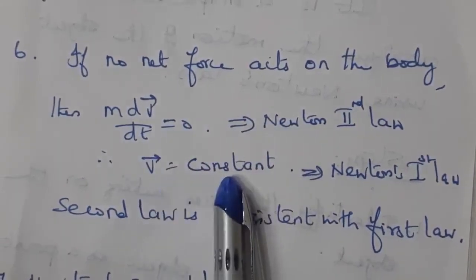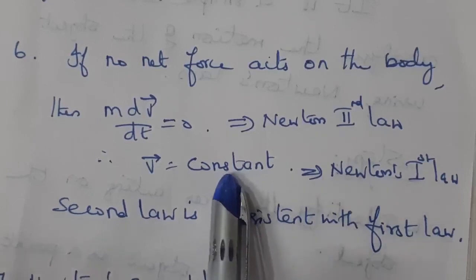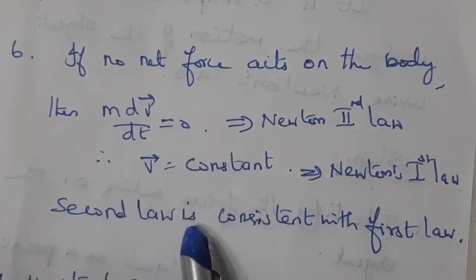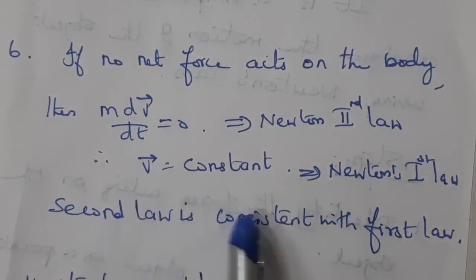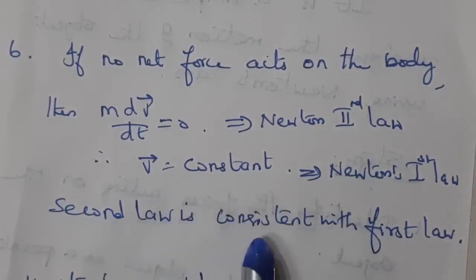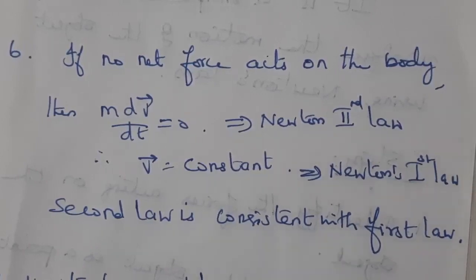That implies the first law, that is, every object continues to be in the state of rest or of uniform motion unless an external force is acting on it. Isn't it? So second law is consistent with the first law. But Newton's first and second laws are independent laws. They are internally consistent with each other but not derived from each other.